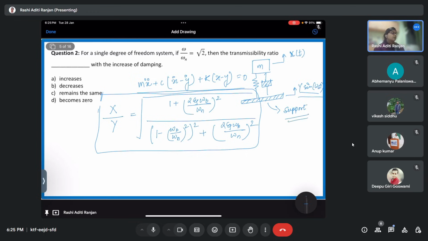Okay. So if your support is actually having some kind of a vibration, that vibration is going to get transmitted to this mass m, right? So if that vibration is going to get transmitted to this mass m, it is important that we know how the mass m is going to behave, right? Now, for example, let us say that what if the support is oscillating with an amplitude of 20 and the mass correspondingly is vibrating at an amplitude of 40? What is going to happen?